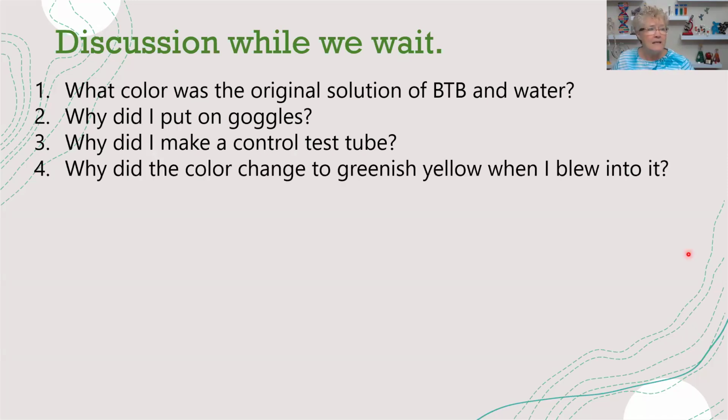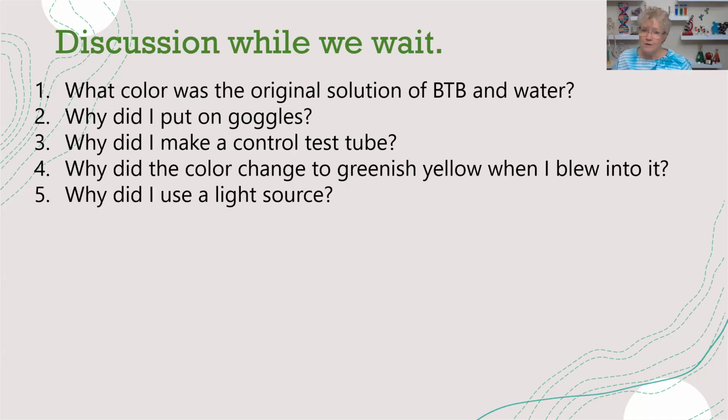All right. Why did the color change to greenish yellow when I blew into it? Because the bromothymol blue was reacting with the carbon dioxide. Exactly. It was indicating the presence of carbon dioxide. So bromothymol blue turns that yellowish green when there's carbon dioxide in the solution. That's why the color changed.